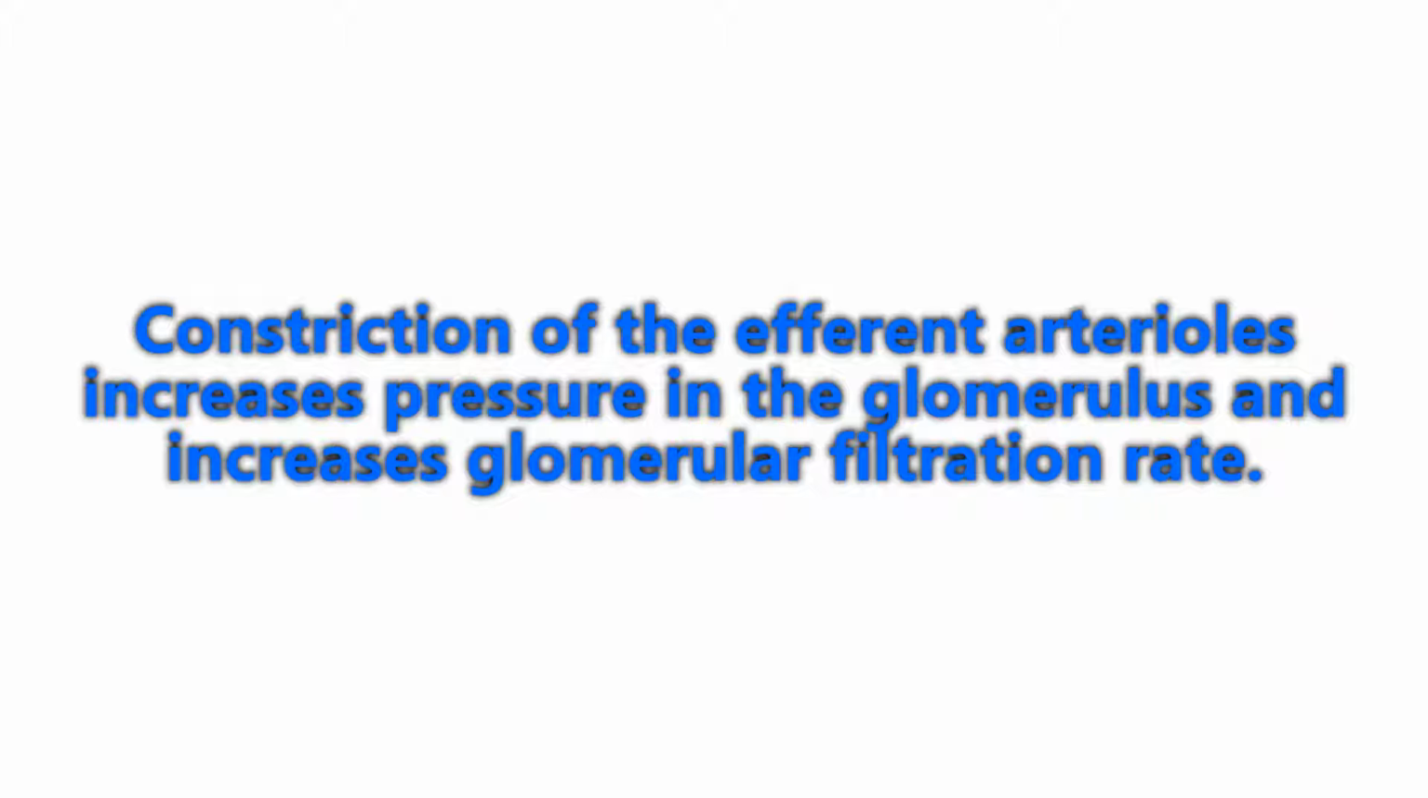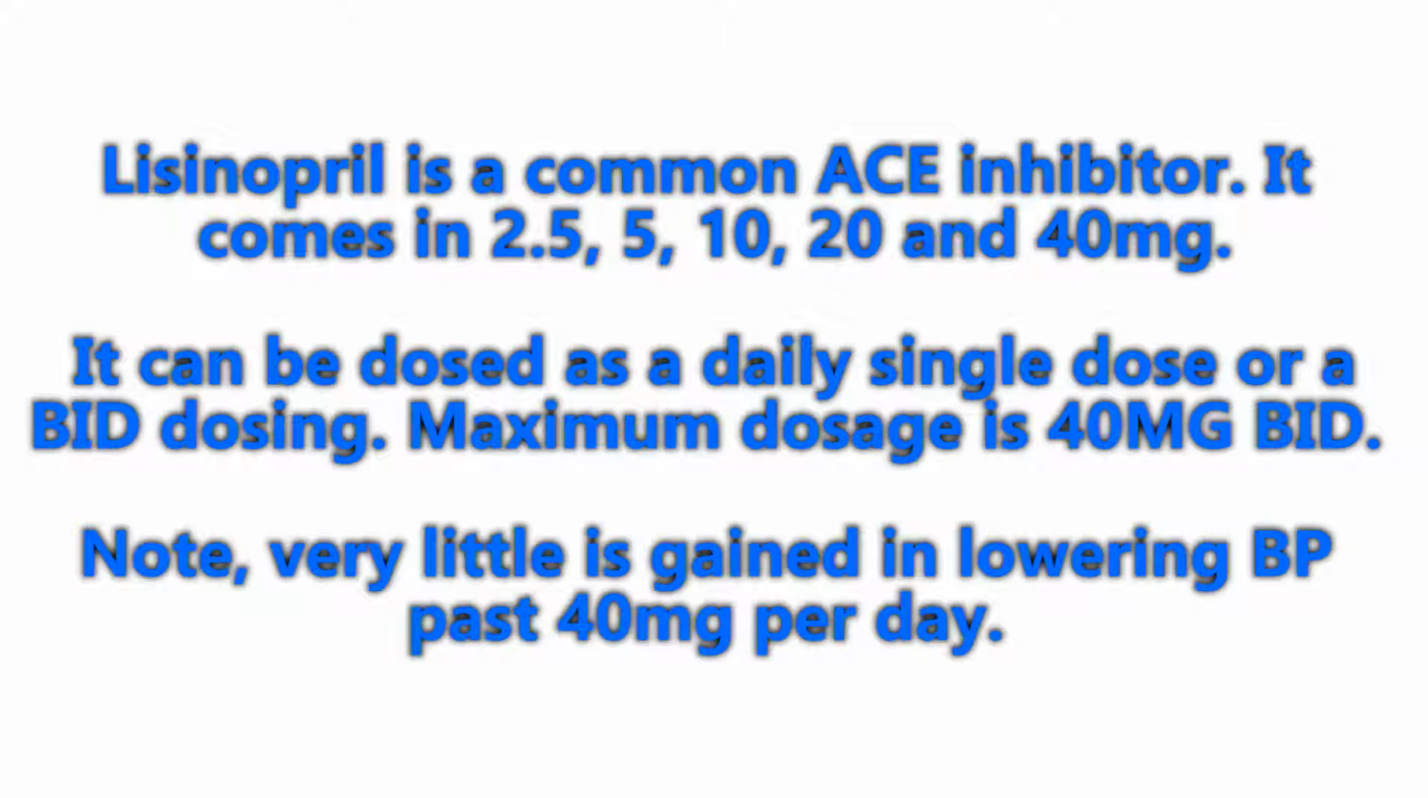So what's a common ACE inhibitor? One of my favorite common ACE inhibitors is lisinopril. It comes in 2.5 milligram, 5 milligram, 10 milligram, 20, and 40 milligram. It can be dosed as a daily single dose or as twice-a-day dosing. The maximum dose is 40 milligrams twice a day. However, very little is gained in lowering the blood pressure past 40 milligrams per day.